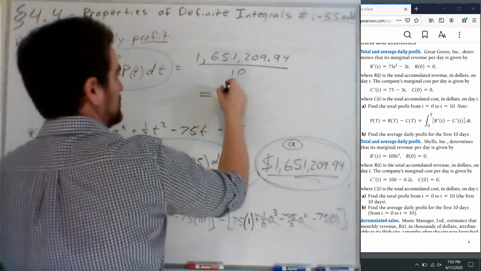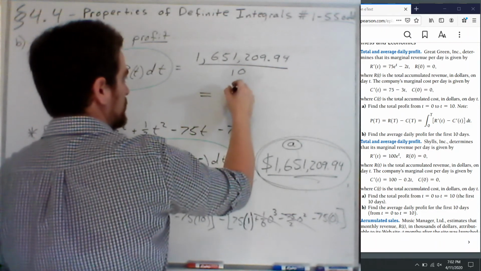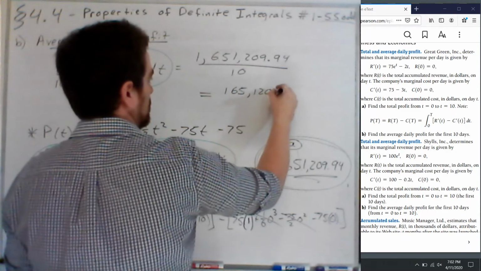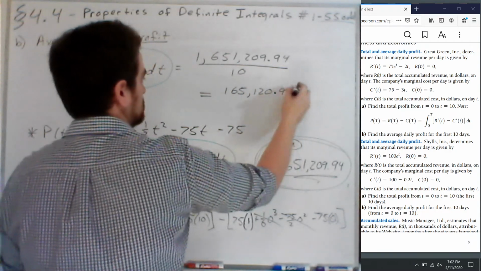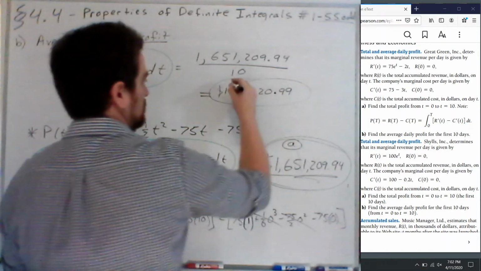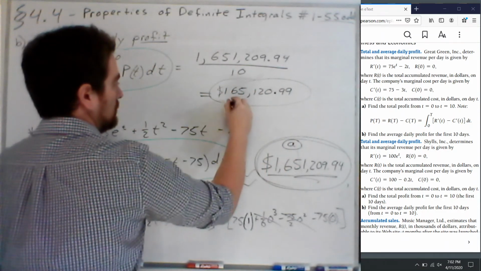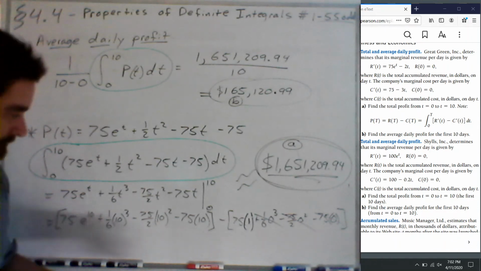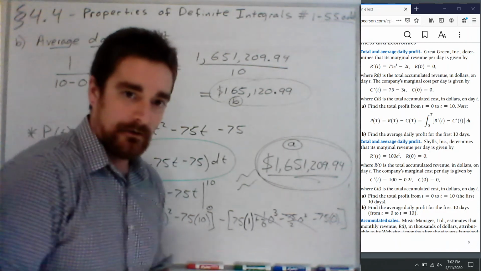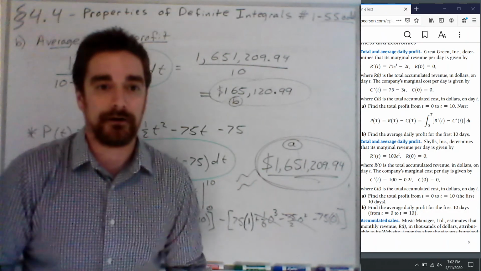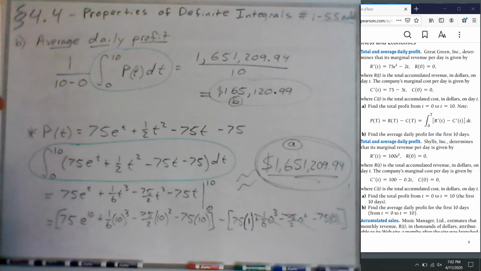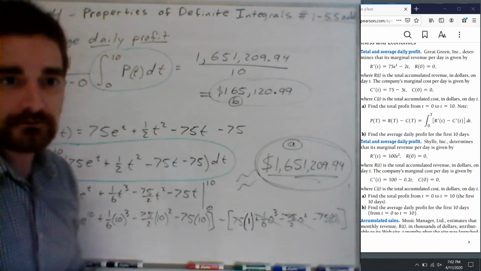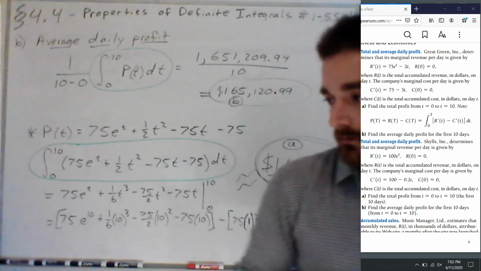So my average daily profit is going to be $165,120.99. So there's part B. So 90% of that problem was part A, right? The second part was just bringing into the picture that average daily profit, which means just dividing by the number of days, essentially.